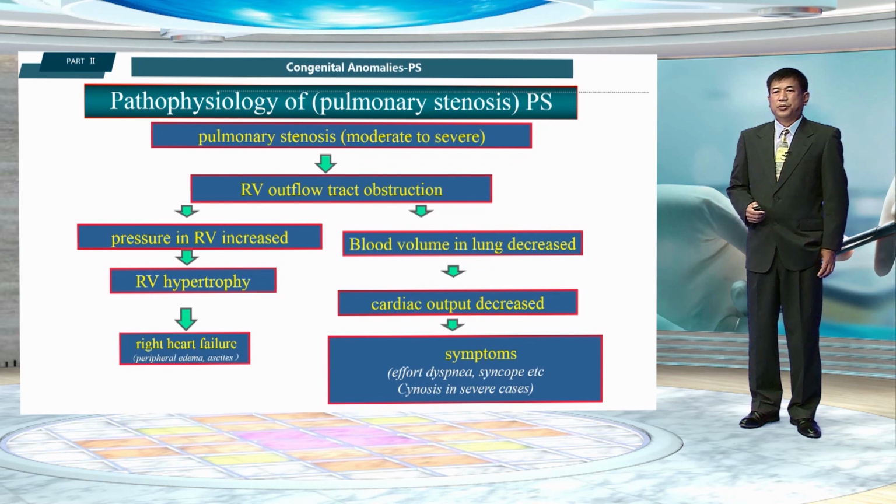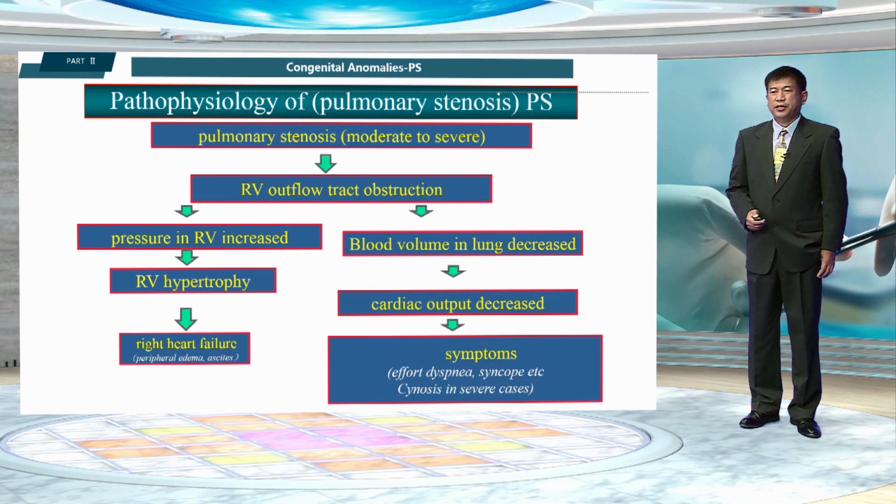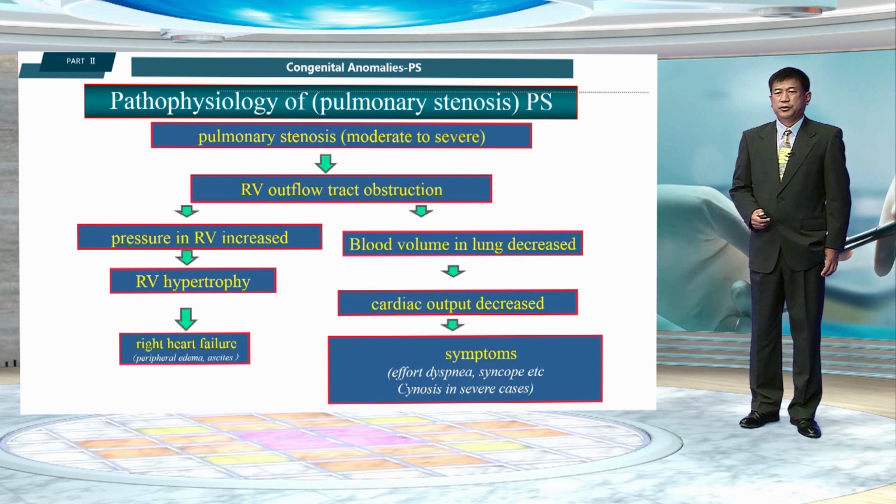Also, the blood volume in the lung is decreased due to pulmonary stenosis, so the cardiac output will be decreased. The patient will have symptoms like effort dyspnea, even syncope. Cyanosis may appear in severe cases.